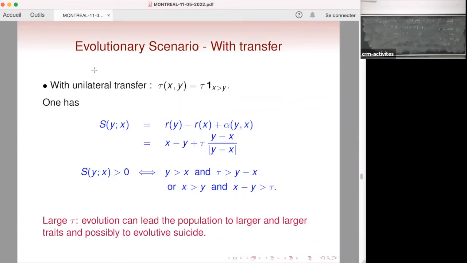But of course, if the trait increases, the growth rate will decrease. And so, in particular, the reproduction rate will decrease. And so, with large traits, you can imagine that first evolution will lead the population to larger and larger traits, but it can go until what is called evolutionary suicide. That is, the population will go to extinction with the size.